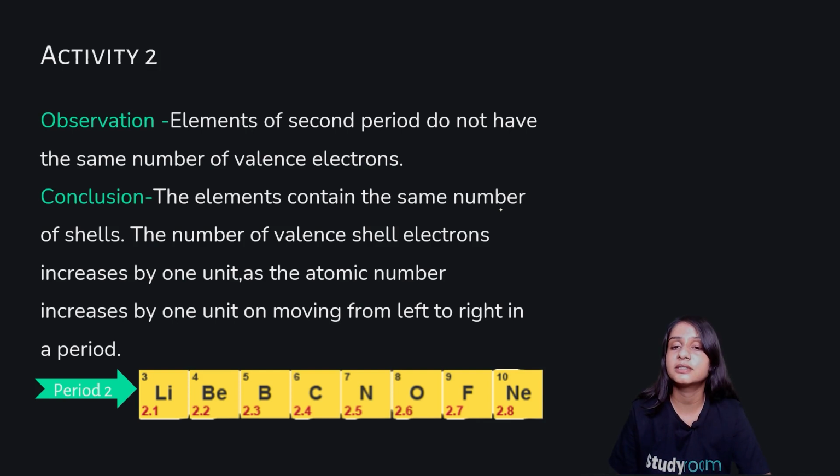So what do we say? All the properties will be the same in a group, but when you go from left to right, you will see a gradual increase of one electron in every element. So you will see here that this is lithium, it has the configuration of 2-1, whereas beryllium has 2-2. Boron has 2-3.